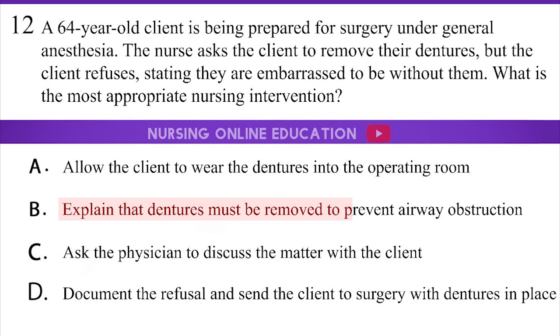The answer is option B. Explain that dentures must be removed to prevent airway obstruction.